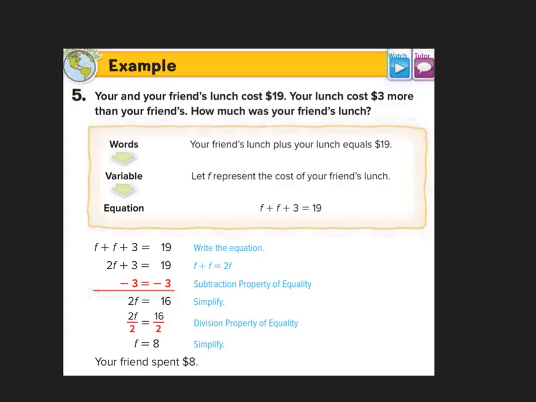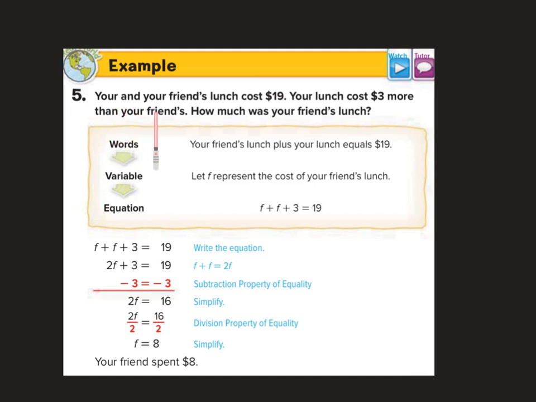Let's take a look at one more example. You and your friend's lunch cost $19. Your lunch costs $3 more than your friend's. How much was your friend's lunch? Now this is a bit more complex because we have a couple of unknowns. So in words, we could say your friend's lunch plus your lunch equals $19. We're going to let F represent the cost of your friend's lunch.